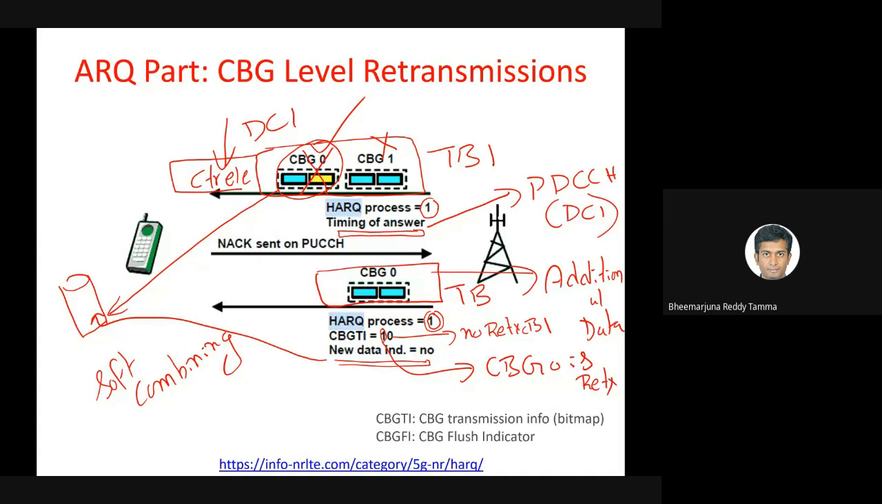Also, we have another flag, which, as the name says, is the CBG flush indicator, where the sender can indicate to the receiver whether the receiver can flush its buffers, or use the new transmission and combine it with what is there in the buffer to be able to successfully decode. All that can also be sent as part of the control signal in DCI.